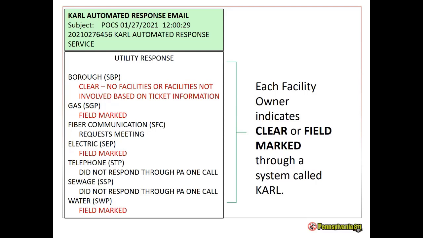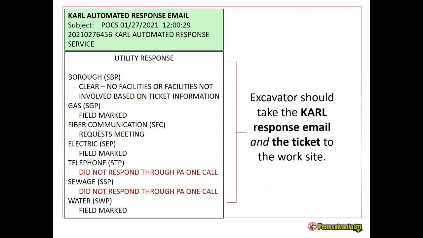So in this case, all 4 of those utilities did what they were supposed to do. One was clear, they let you know that. The other 3 field marked, and they told you what they did. We also have a couple here just for the sake of showing you today. Telephone and sewage. In this case, they didn't respond through the system.